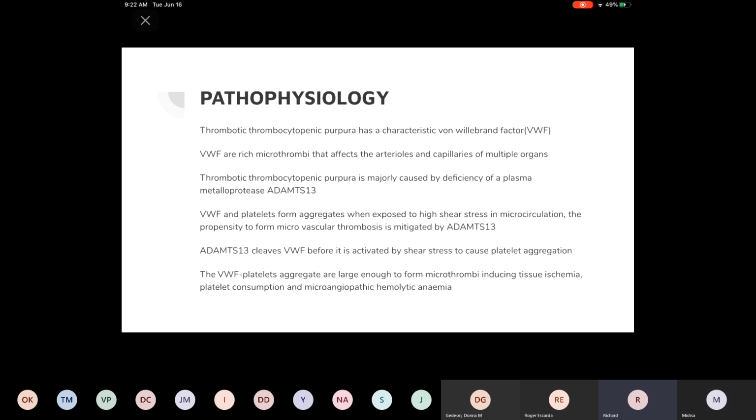ADAMTS13 cleaves VWF before it is activated by shear stress to cause platelet aggregation. The VWF platelet aggregates are large enough to form microthrombi, inducing tissue ischemia, platelet consumption, and microangiopathic hemolytic anemia. So the platelet aggregation leads to thrombocytopenia, which can also lead to anemia, and can also affect other parts of the body, like some other organs too.